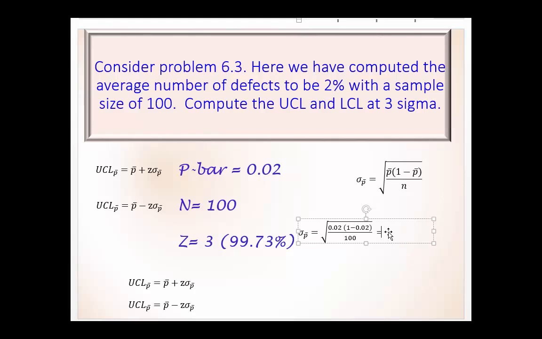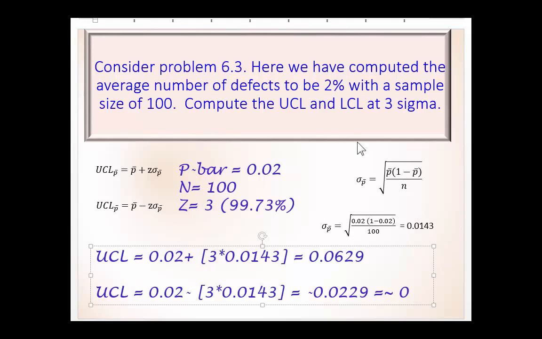This will equal 0.0143. So now we've got our standard deviation of p. We can take this and plug it into our formula right over here. So let's do that, and it's going to be computed exactly like we have done previous calculations to compute the upper and lower control limit.